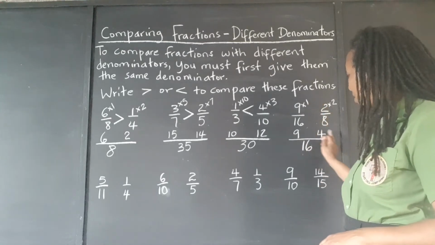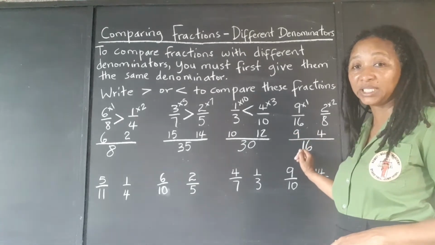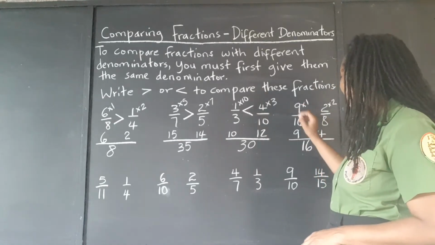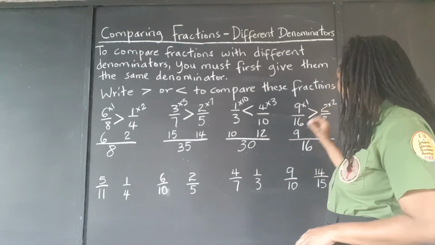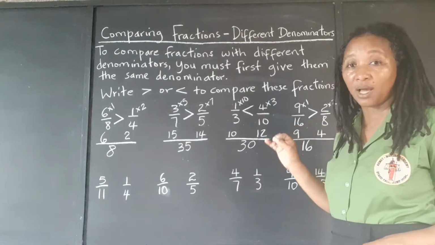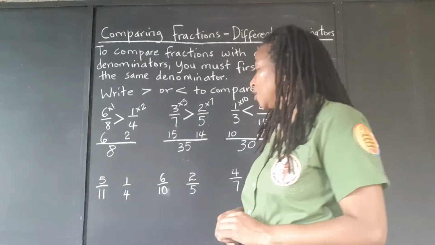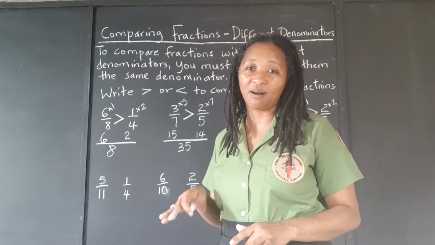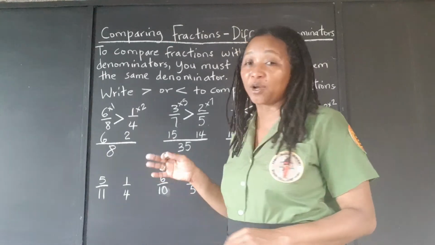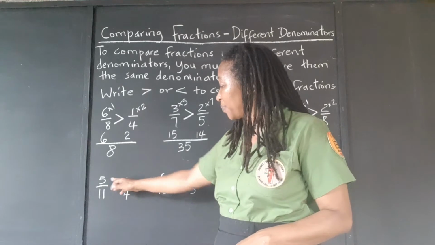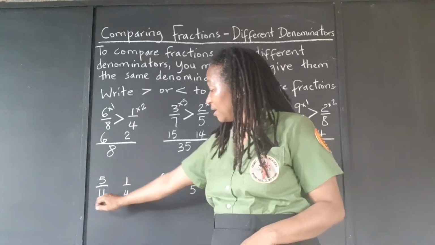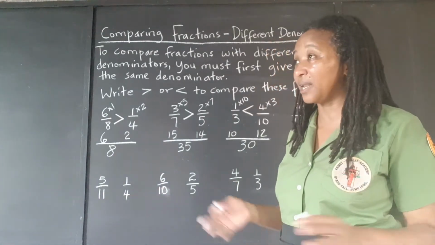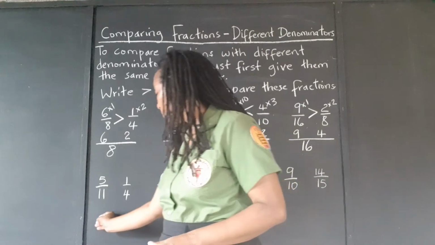Now we can compare these two now that they have the same denominator. 9 is bigger than 4. So 9/16 is greater than 2/8. Are you following? So what we're doing, again, we're giving them the same denominator, common denominator, so we can compare the numerators. We can't go ahead and compare the numerators yet because they are not balanced. They have different denominators. Right? So we must get them over the same denominator before we can compare.